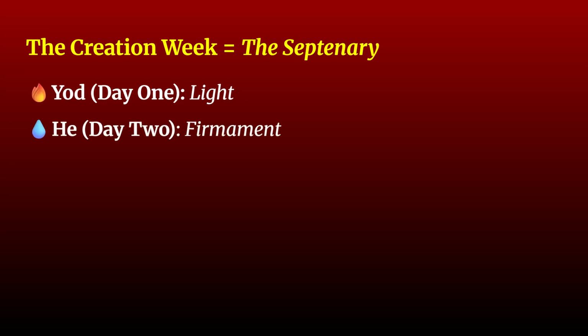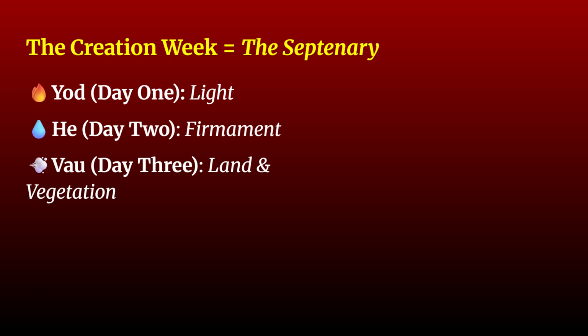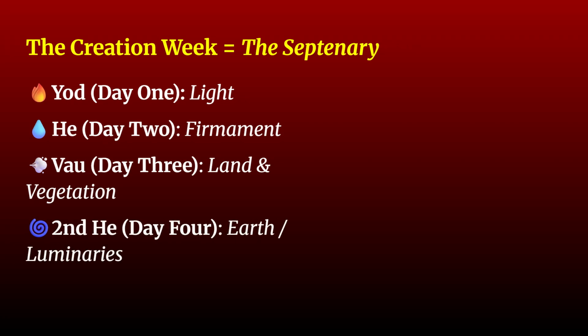So just to recap this, we'll go through it one more time. The Yod element, the fire, day 1 is light. The water, day 2 is the firmament. The air, or the vowel, is day 3, land and vegetation. The second hay, end of day 4, end of the first series, is the earth is complete as a system with the luminaries to keep time.